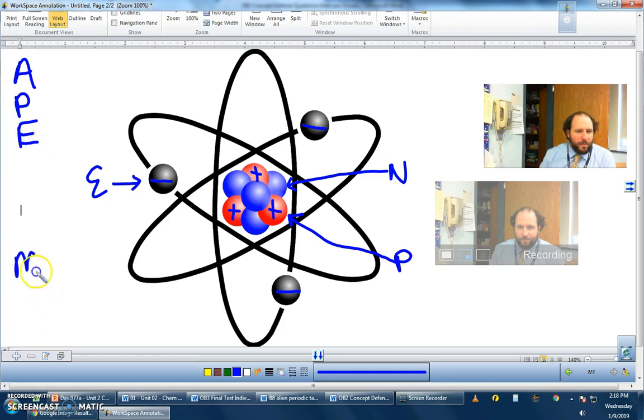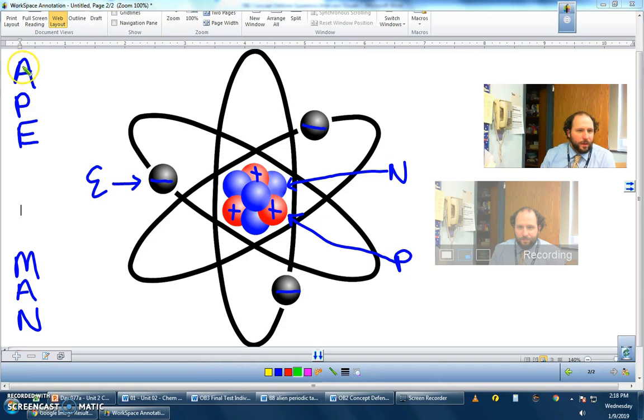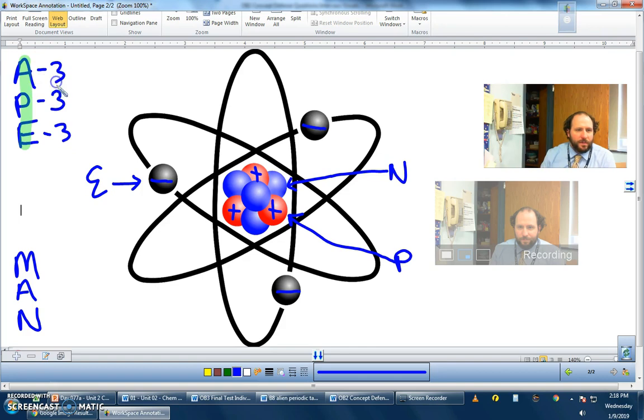Some of you may remember a conversation we had in class, APE, and then MAN in this case. You'll notice that all these letters, the A, P, E, they're all going to be the same. And so in this case here, we know that there's 3 protons. So there's going to be 3 electrons, and the atomic number is going to be 3.